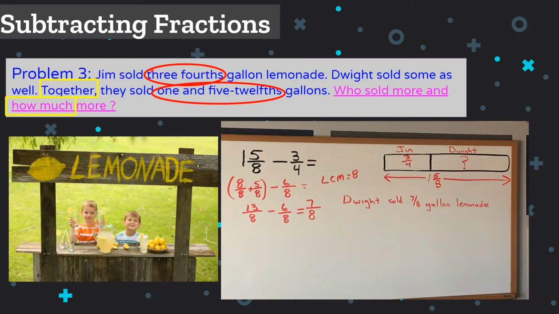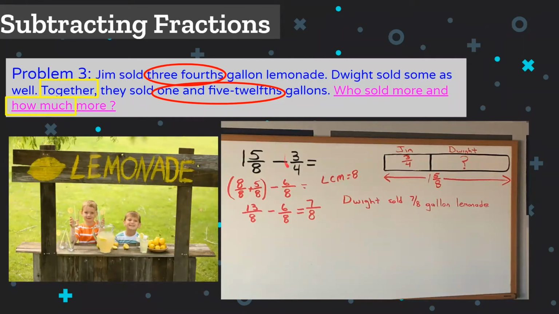We know Jim sold 3/4 of a gallon of lemonade, and Dwight sold some as well, but we don't know how much, but we do know 1 5/12 were all together. Those are our key numbers. What's our question? Who sold more and how much more? I've also boxed off together because it wants to know an addition, how much they sold together, or how much each sold to combine for this, and how much more. So we're also going to have to do some subtraction because how much will tell us what that quantity is.